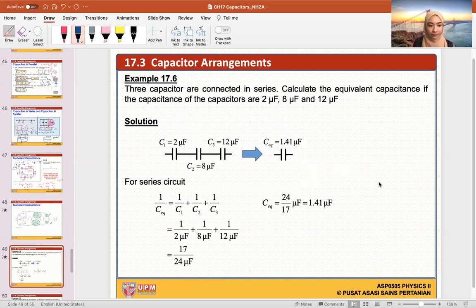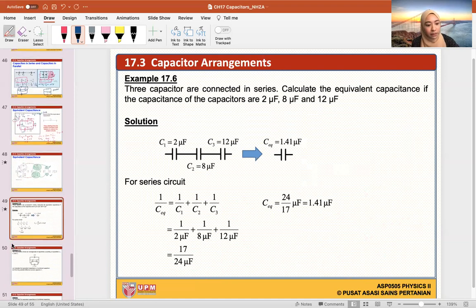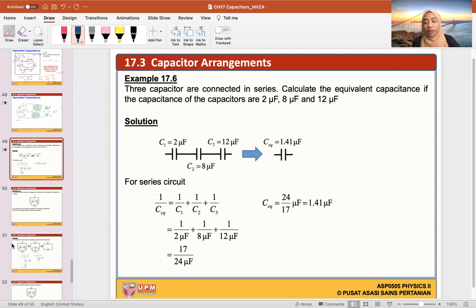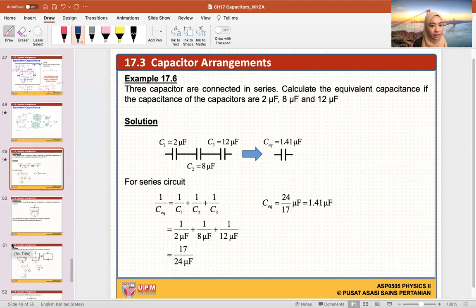Okay, so example. 3 capacitors are connected in series. Oh, we have 5 minutes left. Do we have time? No. Okay, let's just do one example. I will continue with the next class. So 3 capacitors are connected in series. Calculate the equivalent capacitance if the capacitances of the capacitors are 2, 8 and 12 micro.